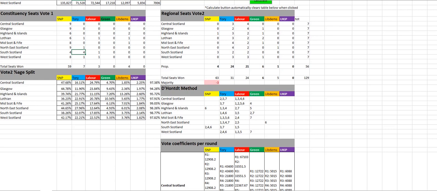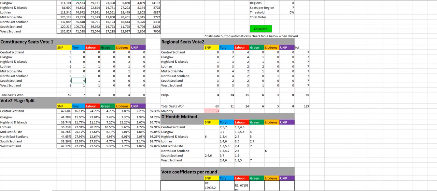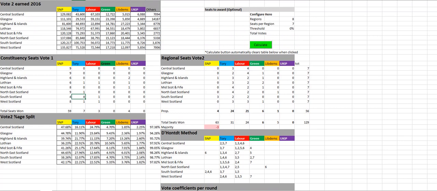Now, there's a bit of a discussion going around about what would have happened, say, in 2016, if 50% of the SNP voters, of the number of votes that were cast for vote 2, had voted for the Greens instead. Okay, well, let me show you what could have happened.